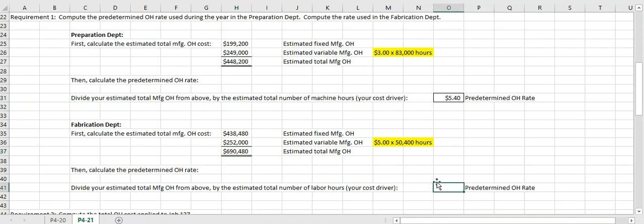All right, then we're going to do our predetermined overhead rate. Again, I've got some instructions here. We are going to take the total manufacturing overhead, which is $690,480. We're going to divide it by the number of hours in our cost driver, which is 50,400 hours. That gives us a predetermined overhead rate of $13.70 per hour in the fabrication department.